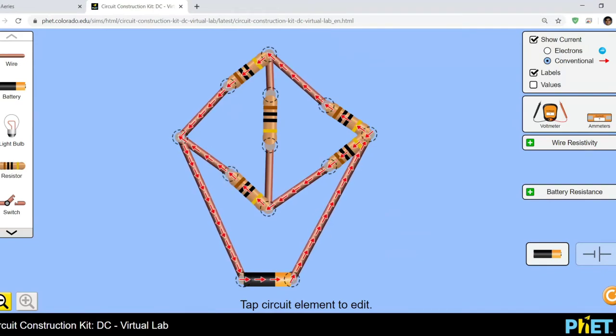Whoa, what happened? Okay, when it's symmetric, you'll see that the current does not flow through the middle, and this would give you 0 volts.